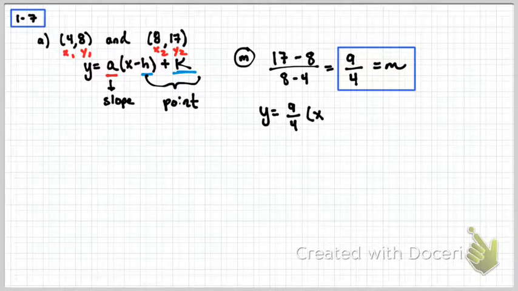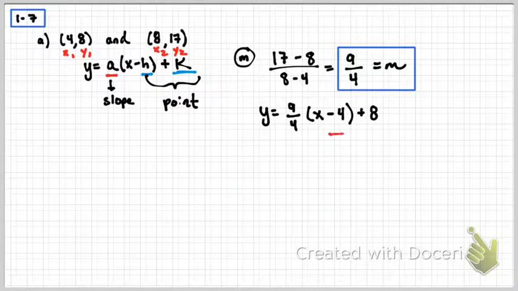x minus 4 plus 8, and what that means is, here's your horizontal shift, I'm moving 4 to the right and 8 up. That'll take me from (0, 0), my original locator point, to (4, 8), which is a point on the graph, with the slope of 9 over 4.